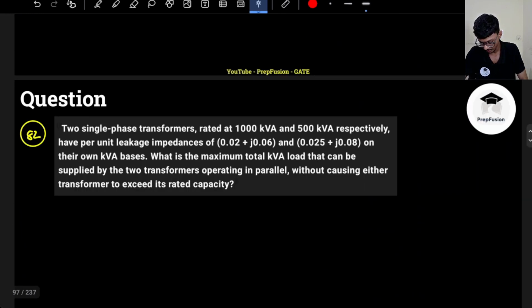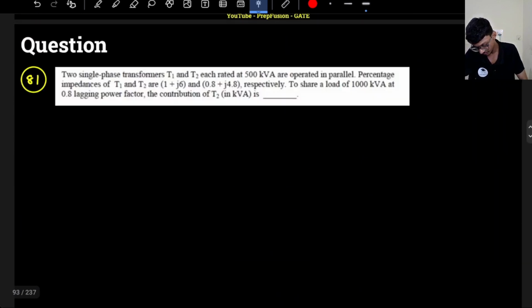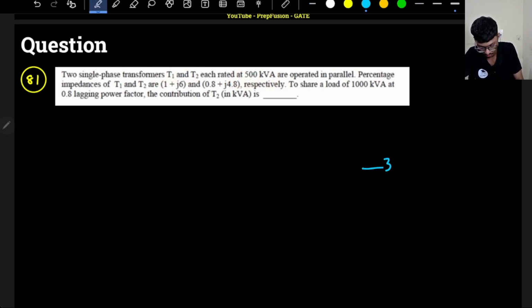Now I will start. This is the first question. In the first question, two transformers T1 and T2 are each rated at 500 kVA. So I have two transformers. In short, we can draw the transformer like this; in power system analysis, we will use this multiple times. This will be a 500 kVA transformer, and another 500 kVA transformer is in parallel.